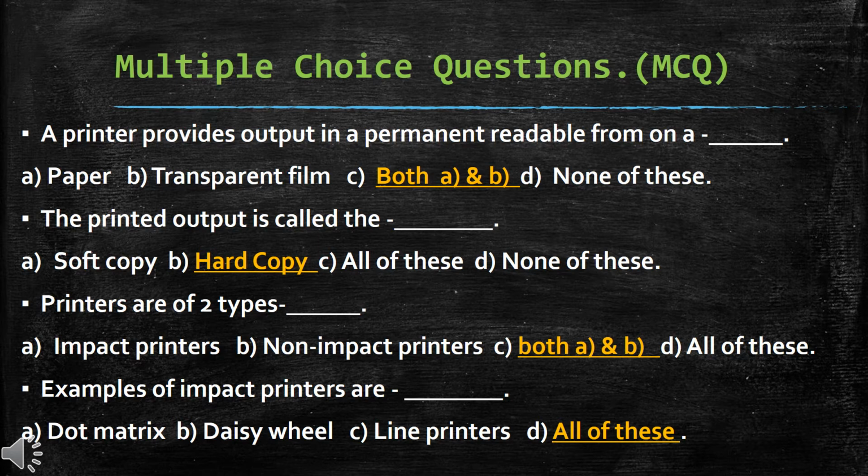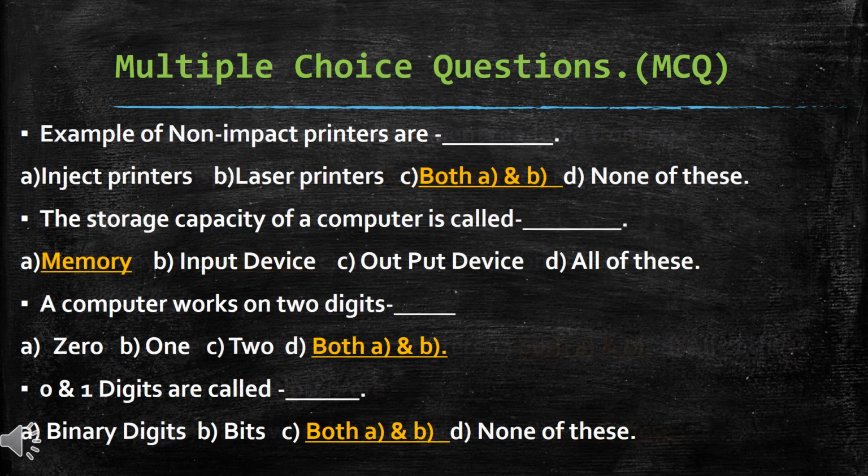The next one is: examples of impact printers are dash. Dot matrix, daisy wheel, line printers? The answer is all of these. All the three are examples of impact printers. Examples of non-impact printers are dash. Inkjet printers, laser printers, both A and B, and the last option is none of this. The answer is both A and B. That means inkjet printers and laser printers are the examples of non-impact printers.